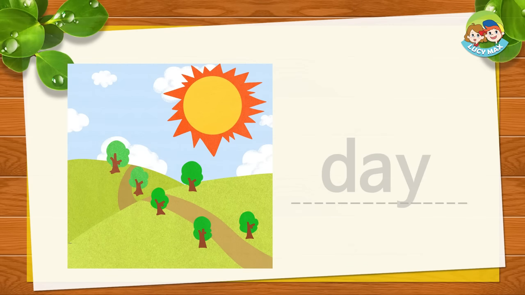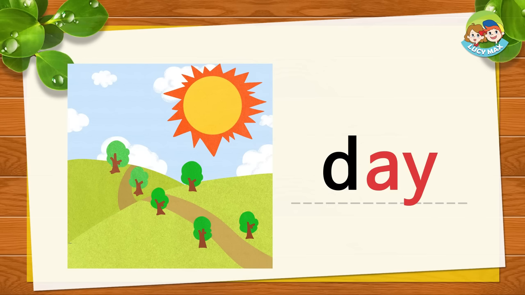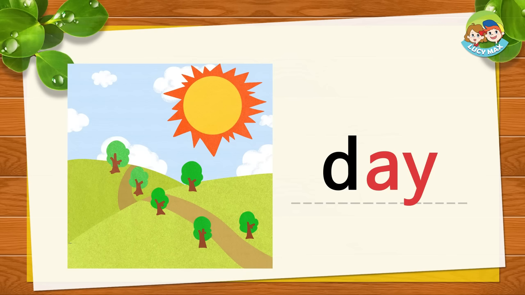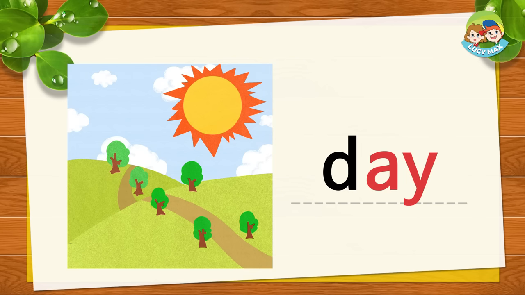This is day. You can see the sun and blue sky during the day. D and A together is day. Say it with me. D, A, day. Nice.